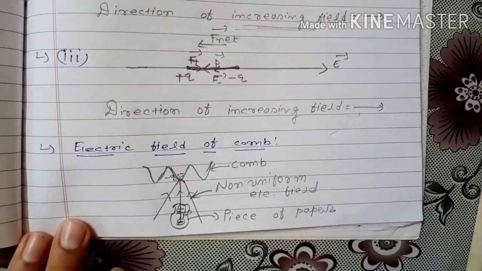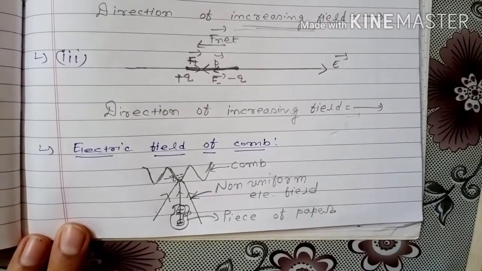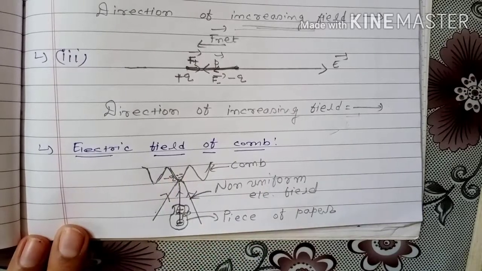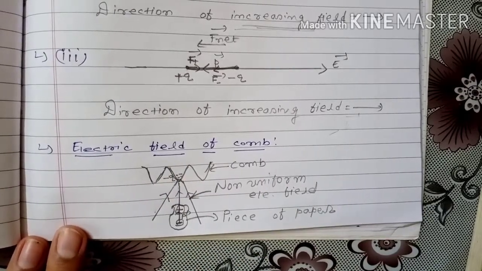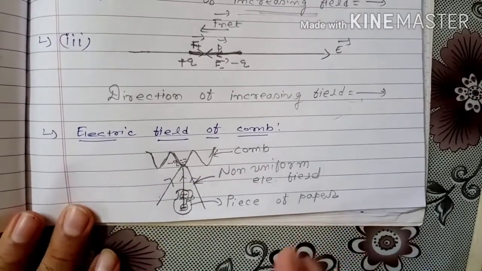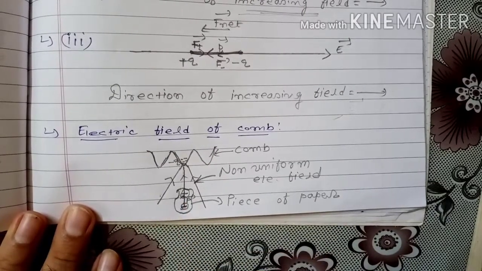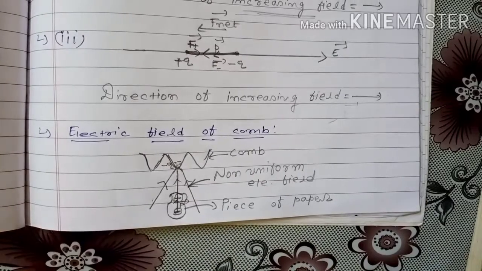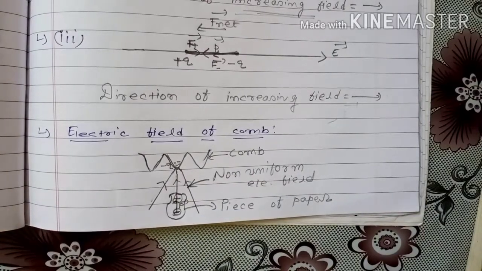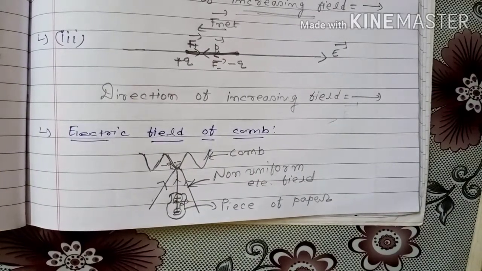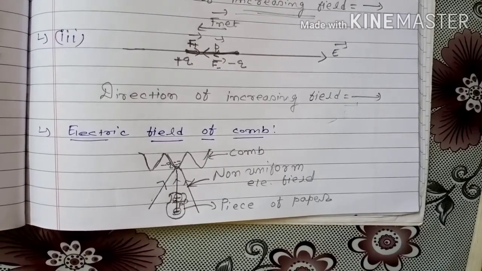Now, one example I am taking, that is the electric field of a comb. When a comb is electrified or charged, and when we place a piece of paper near it, that is an example of an electric dipole placed in a non-uniform electric field. We know that whenever we pass a comb through dry hair, it gets electrified or charged due to friction.